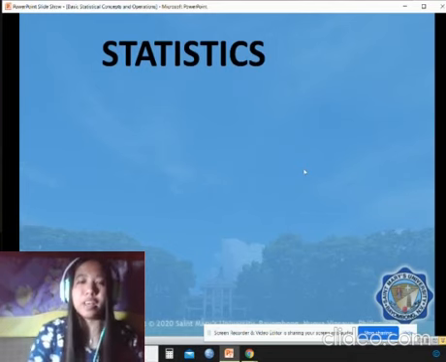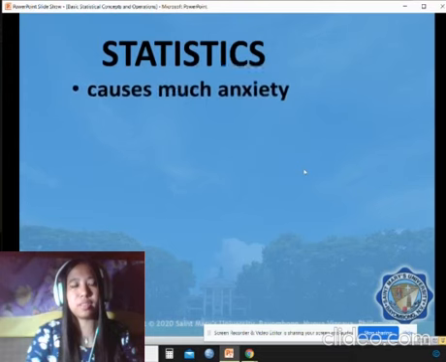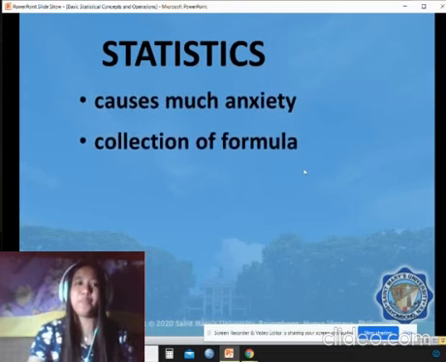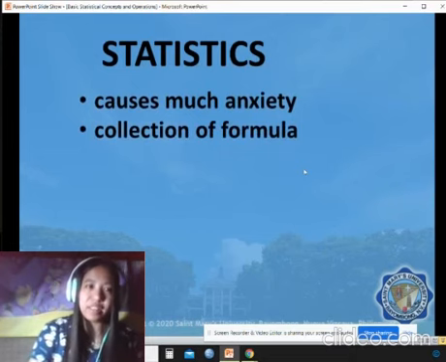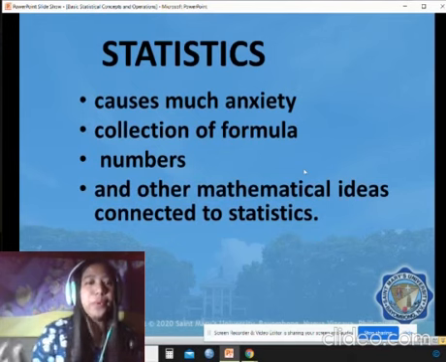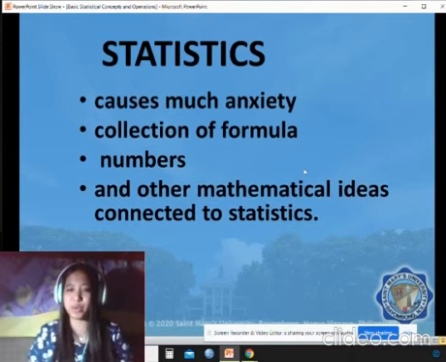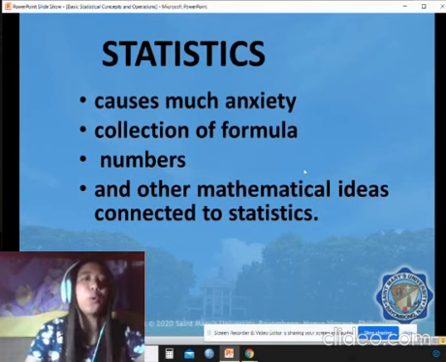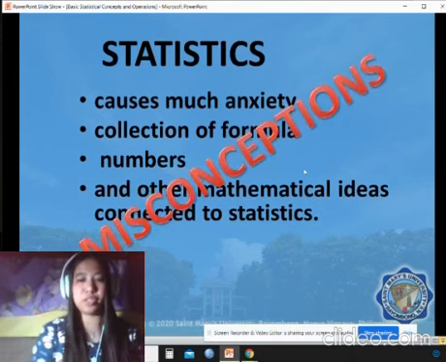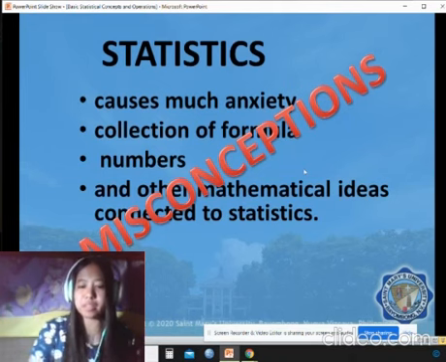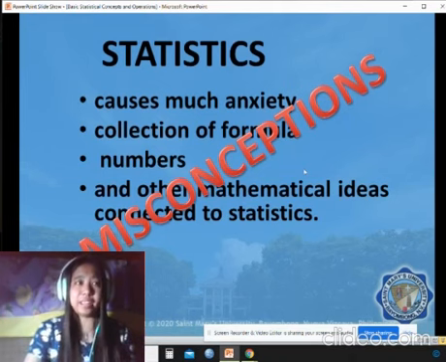the summary. Some students thought that statistics causes much anxiety for them. Some think that it's a collection of formulas, numbers, or all other mathematical ideas connected in statistics. But of course, for me, these are all misconceptions because unlike other mathematics, statistics is really applied in everyday life.